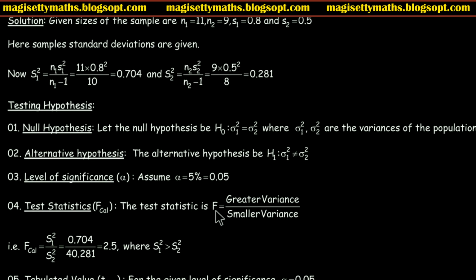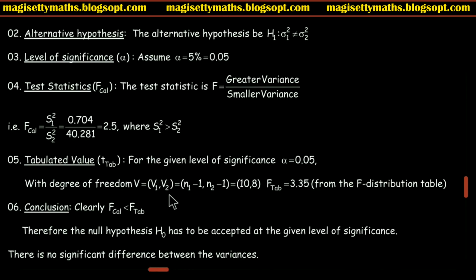The test statistic F-cal is F equals greater variance divided by smaller variance. Now in these two values, if you observe, 0.704, that is S1 square, is greater than S2 square. So F-cal equals S1 square divided by S2 square, that equals 0.704 divided by 0.281. That gives 2.5. Now the tabulated value at the level of significance alpha equals 5% with the degrees of freedom V1, V2, that is N1 minus 1, N2 minus 1, 10, 8, from the F distribution table, F tab equals 3.35.